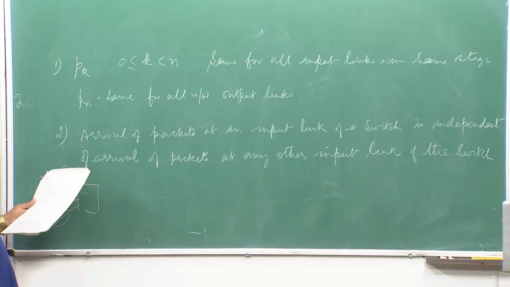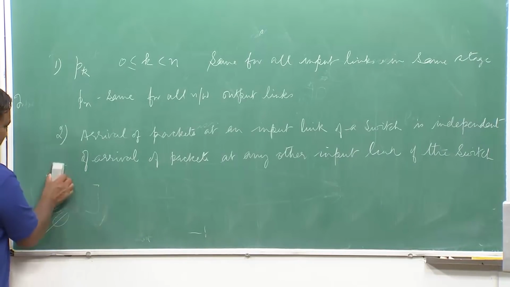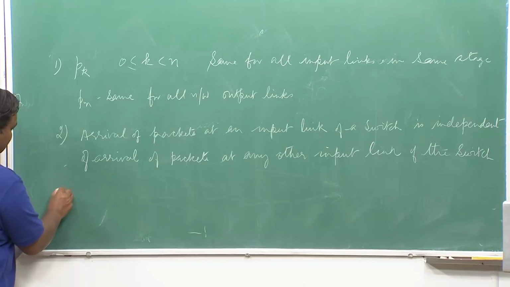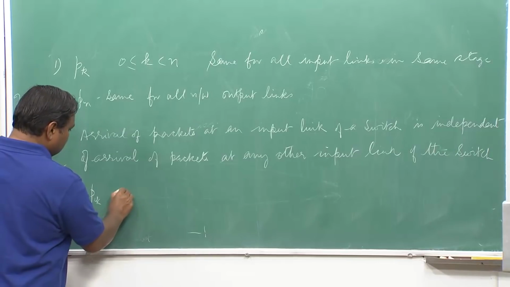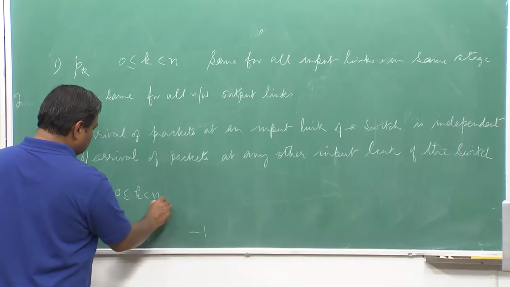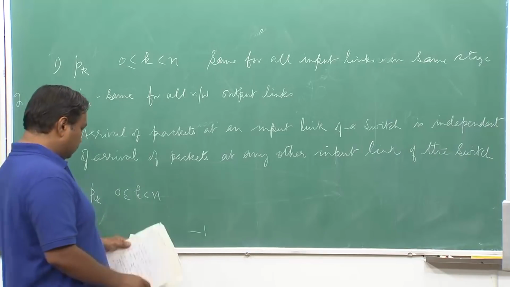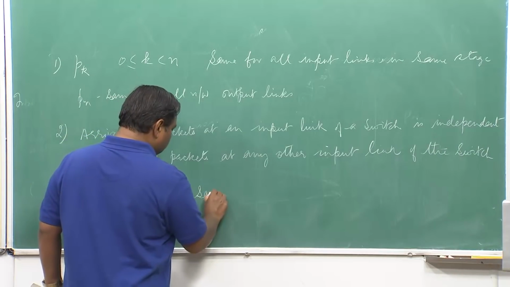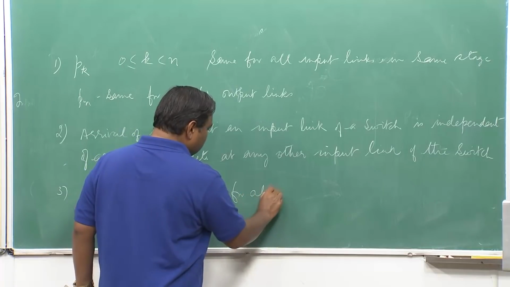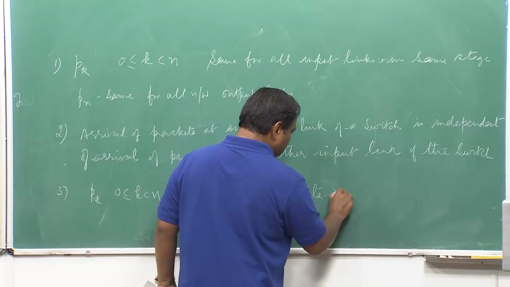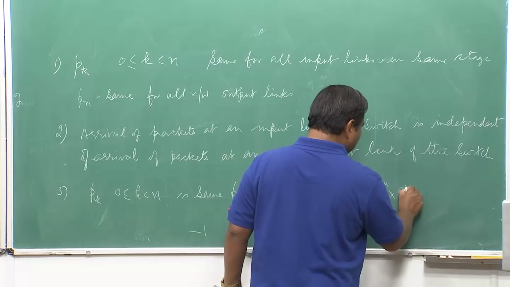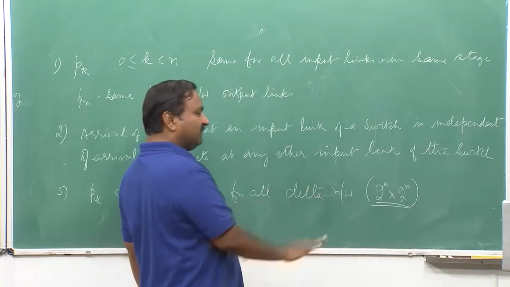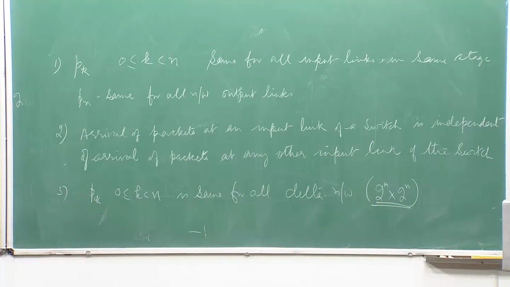And of course, for any delta network, not just for a certain specific one, Pk for 0 less than k less than n is the same for all delta networks of size 2 raised power n by 2 raised power n. So if the size is the same, whatever the interconnection pattern, the Pk value will remain the same. So whatever result we get is true for all kinds of delta networks.